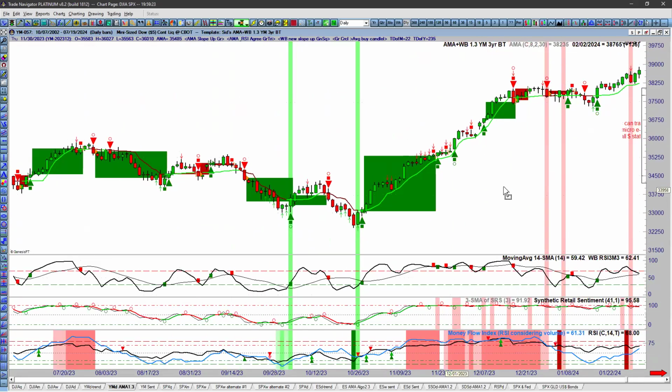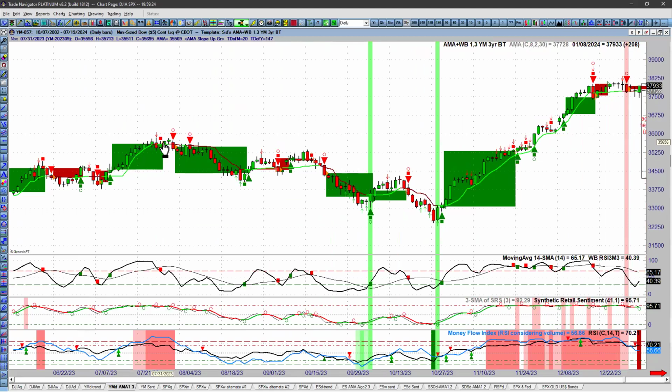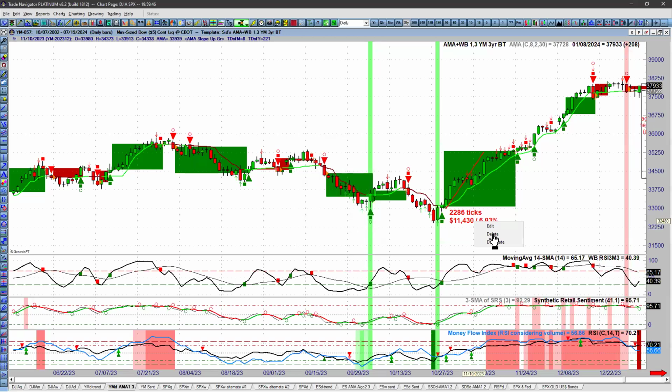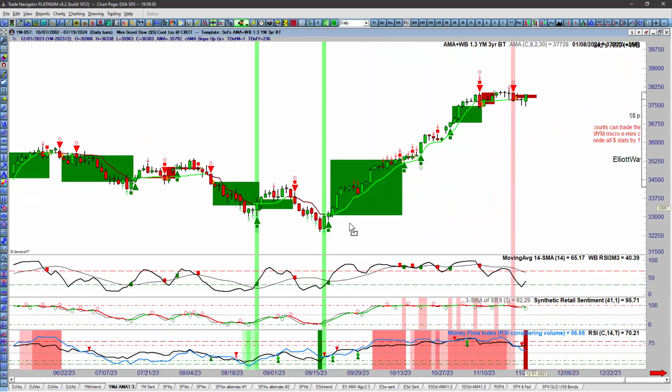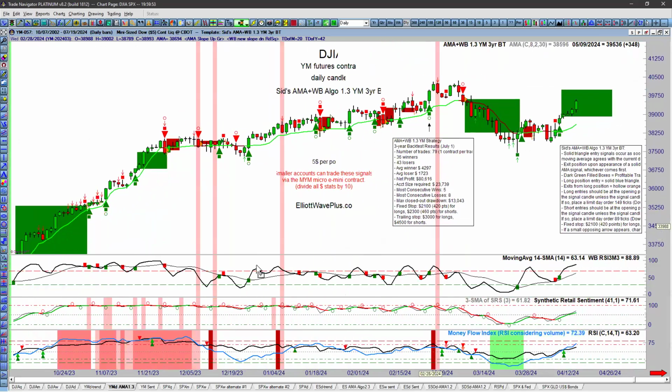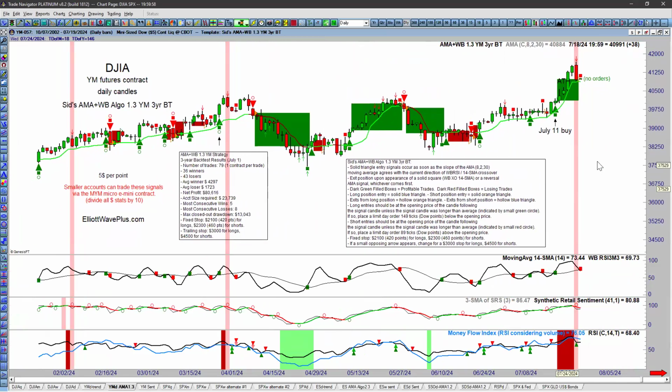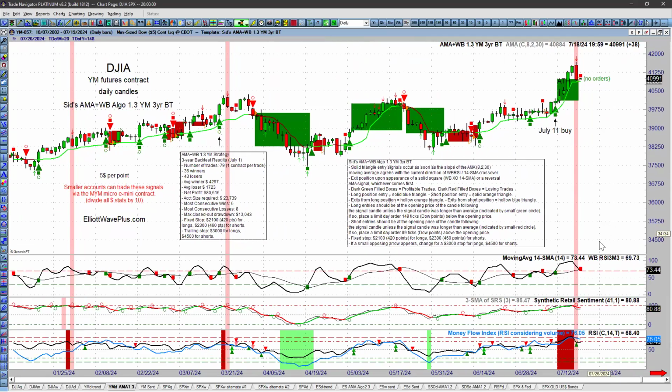Now, there were some huge winners before that. There's a big winning long trade, a big winning short trade, winning short, winning long, a huge winner on a long trade. So trading one YM contract, that winner right there would have made $11,430, just as an example. So I can tell by looking at these charts that the YM contract is the better contract to trade than the S&P, but it's still not the best.